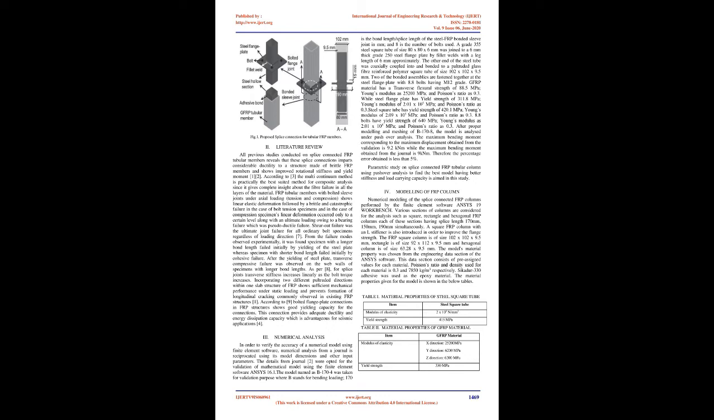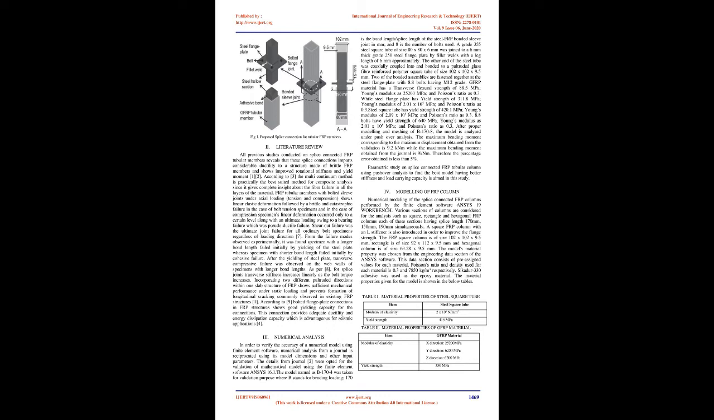From the failure modes observed experimentally, it was found that specimens with a longer bond length failed initially by yielding of the steel plate, whereas specimens with shorter bond length failed initially by cohesive failure. After the yielding of the steel plate, transverse compressive failure was observed on the web walls of specimens with longer bond lengths. As per [8], for splice joints, transverse stiffness increases linearly as the bolt torque increases.